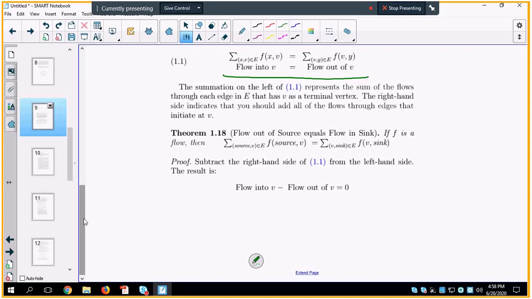Then the theorem here, theorem 1.18, says that the flow out of the source must equal the flow into the sink, if F is a flow. So in order to be a well-defined flow, whatever comes out of the source must flow into the sink. And that just is what it says here. The sum of the flows out of the source should be equal to the sum of the flows into the sink. The proof of that: subtract the right-hand side from the left-hand side, and the result would be flow into V minus flow out of V equals 0.